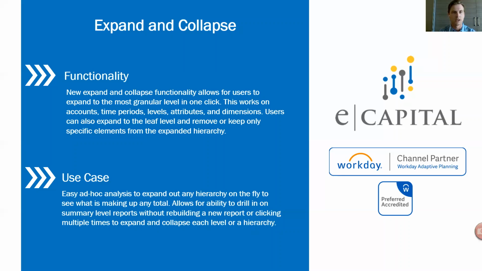Or we may see a total time period, for example, the full year 2021. In one click, we can expand that out to the lowest level of time periods we have in the system, whether that's days, weeks, months, and see what's making up the total for the year. So let's hop into Excel and look at how this tip works.